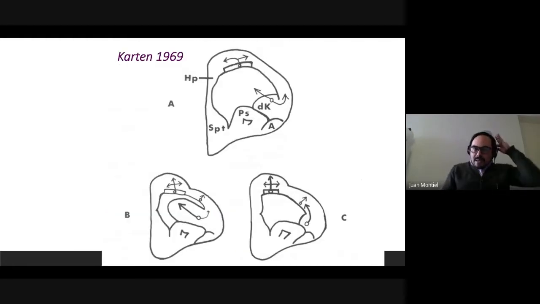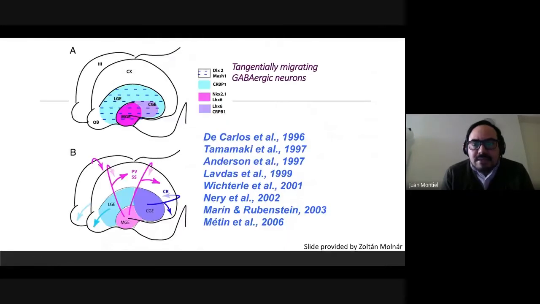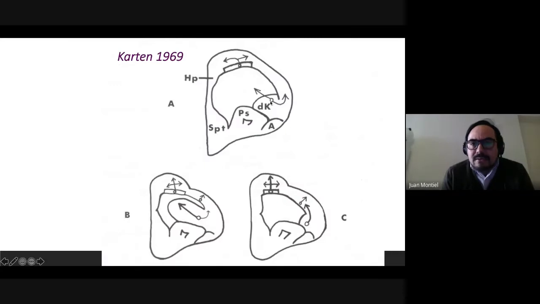So Professor Karten proposed a hypothesis that considers that excitatory neurons that participate in this new network are migrating tangentially to invade the cortex. In the case of mammals, we can see that in A and in C. And in B, he proposed that the same cells are migrating, protruding to the lateral ventricle, generating the dorsal ventricular ridge. That was a very good hypothesis, but it wasn't proved.